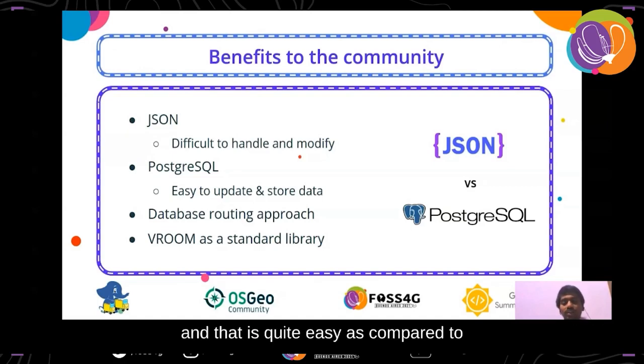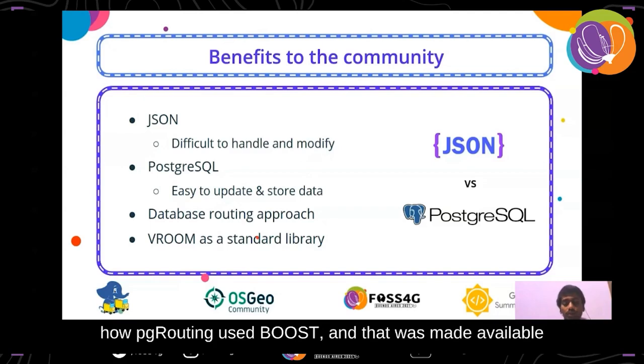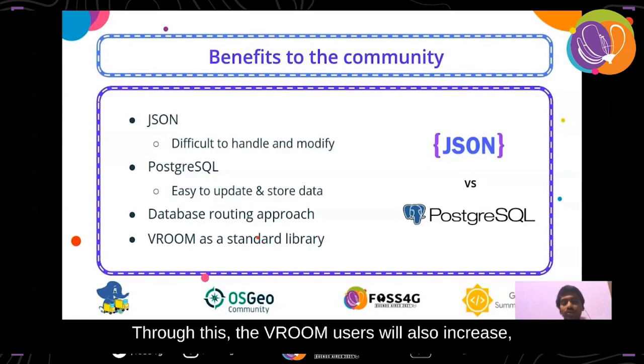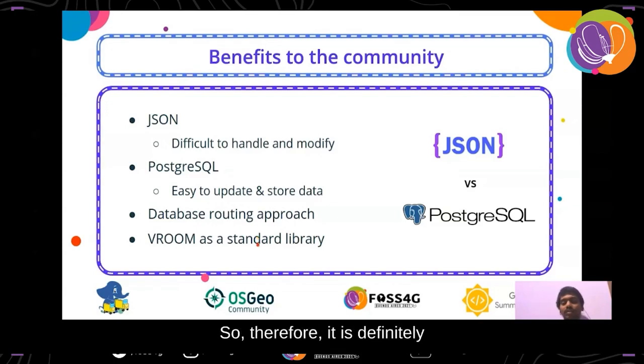And that is quite easy as compared to creating a JSON, modifying it and working with it. Also, we wanted some standard library for solving the VRP problems, similar to how pgRouting used Boost. And that was made available through these functions that I created. Through this, the VROOM users will also increase and it will be easier to track the bugs and the issues. So therefore, it is definitely a benefit to the community.